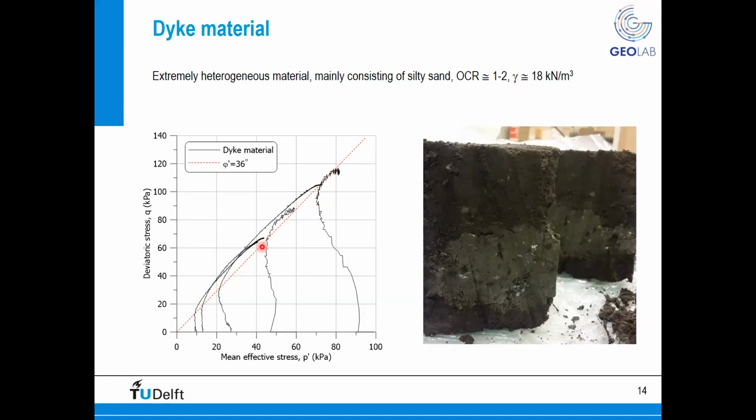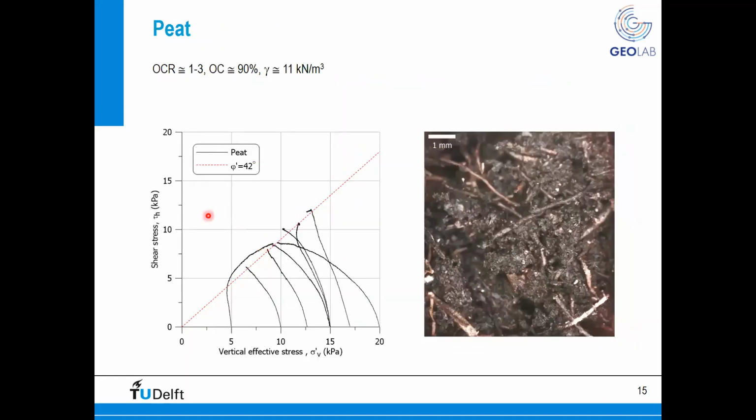Now, for what concerns the peat material, it has been tested especially in direct simple shear. And you can see here a very low confining stress of 5 kPa in order to mimic the effective stress in the field. Also, the peat material shows an initial contractant response, followed by a dilation accompanied by an increase in the shear stress. But already at 10 kPa, which is already quite a high stress for peat, the material is basically contractive. And the estimated friction angle for this material is about 42 degrees, which is extremely high due to the presence of fibers.